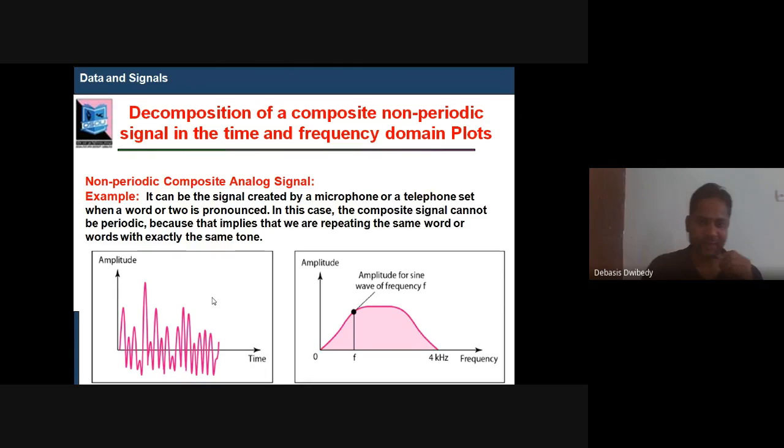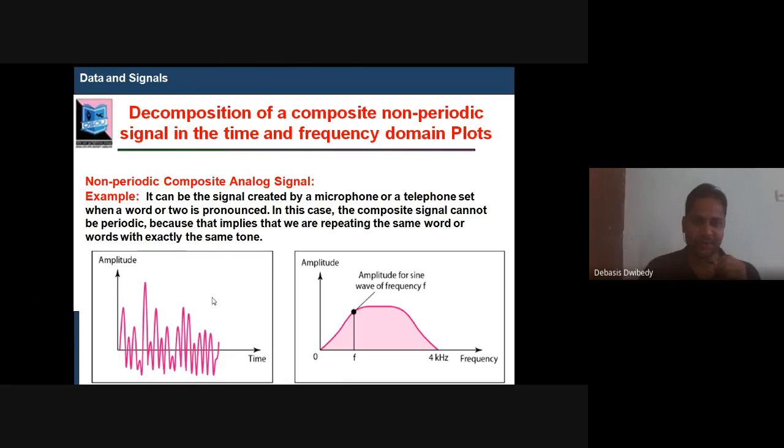Very simple, you can now understand that when we talk, a signal is generated, that is an analog signal, but that is called a non-periodic analog signal. So every speech, a human being's speech or an animal roar, is nothing but a non-periodic composite analog signal. If it were periodic, every time we would have to utter the same word with the same pitch or the same tone. That does not happen. Every time we use different words with different tone, with different pitch.